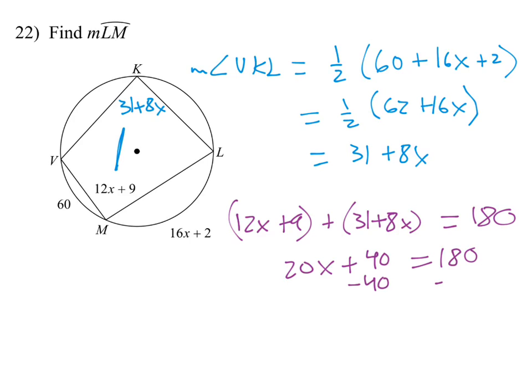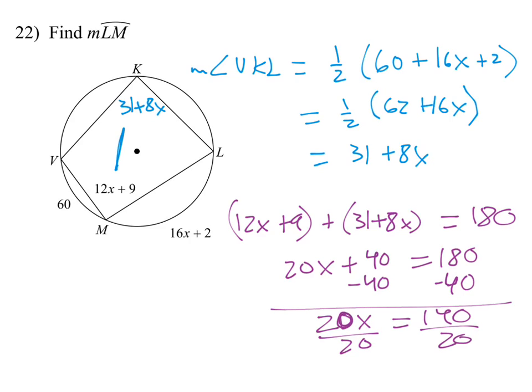Subtract 40, subtract 40. And then we got 20x equals 140. And if you divide both sides by 20, apparently I wrote 20, you'll get your x value of 7. So there you go, another way to solve these kind of equations, and I wanted you to be aware of that extra property with circles.